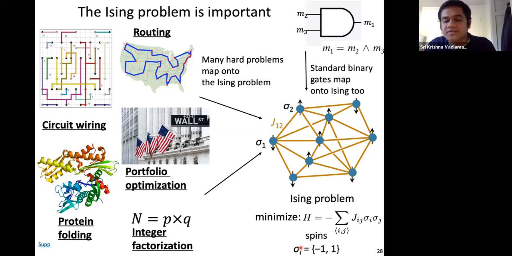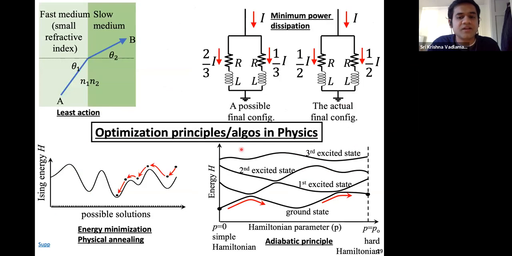You have only two options, north pole up and north pole down, which is -1 and +1, and you want to minimize the energy. So it's a discrete optimization problem. It's difficult, and the reason it's of value is lots of other interesting problems, integer factorization also, all map onto the Ising problem. So this is one of the problems that people studied, and they wanted to use physics-based methods to study this problem.